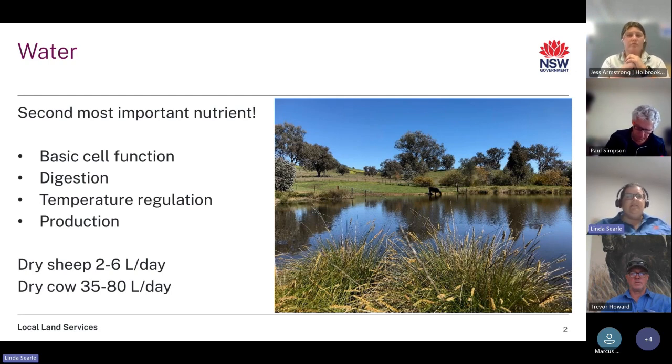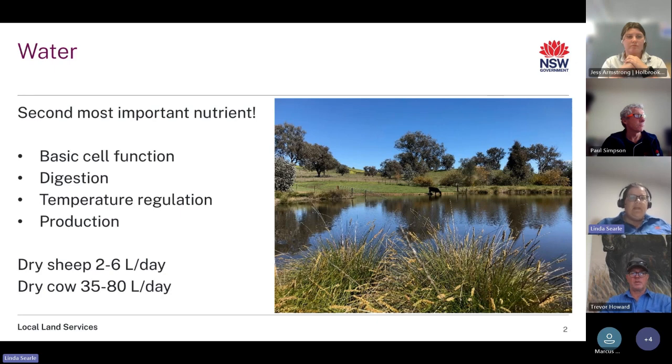And that's because animals are made up of sort of 60 to 70% water, and water is critical for a lot of really basic cell functions. So digesting their food, regulating their body temperature, and also their production. So to be able to make that meat, that fiber, produce a lamb or a kid or a calf or milk.